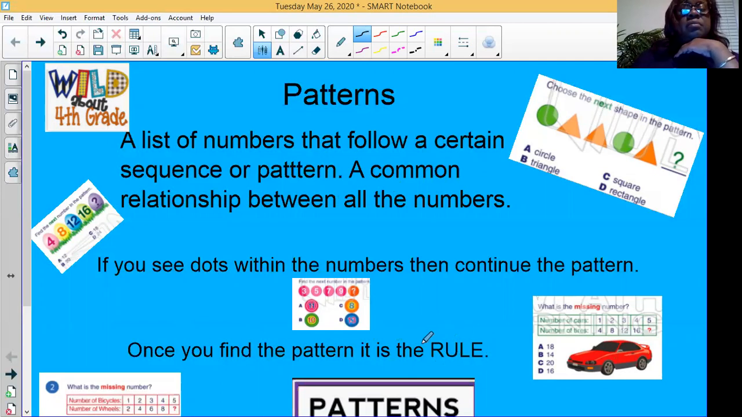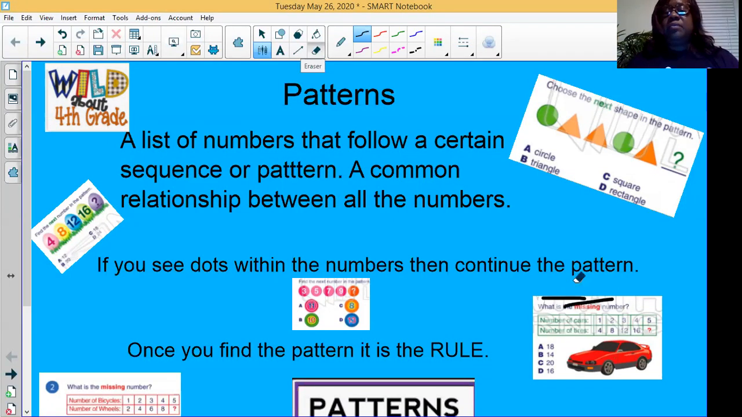Okay? Another thing I want you to make sure you understand is that if you see dots at the end of the numbers, that means to continue the pattern. I'll show you what it means in just a second. So as a quick review, let's look at this particular problem. It says, what is the missing number?